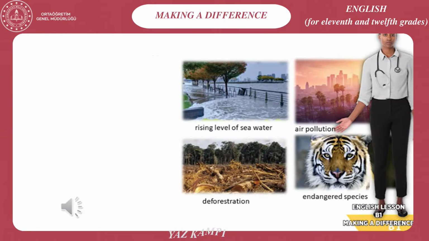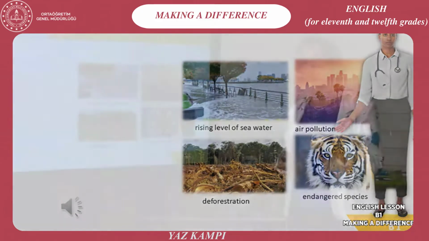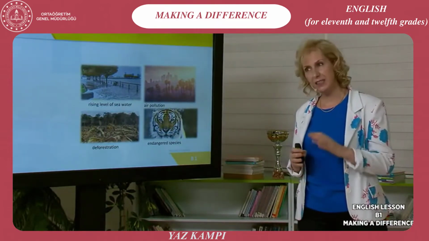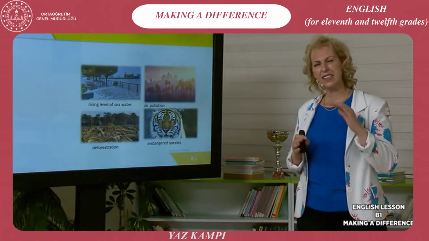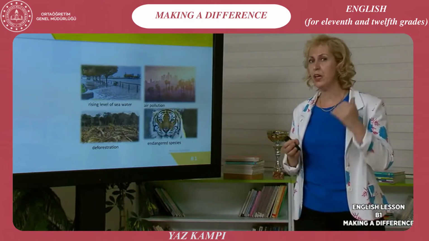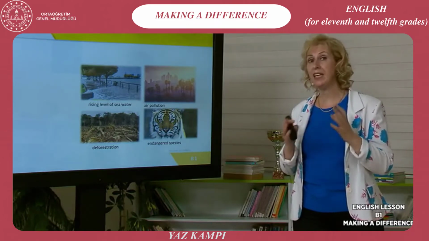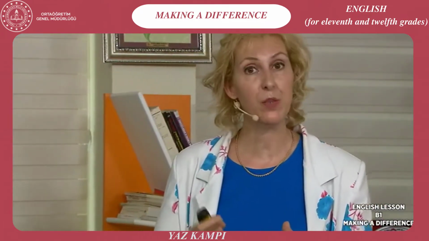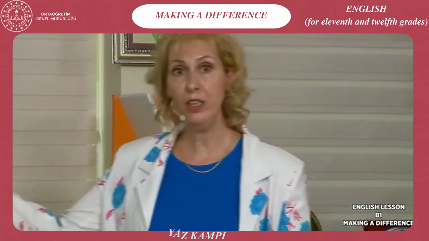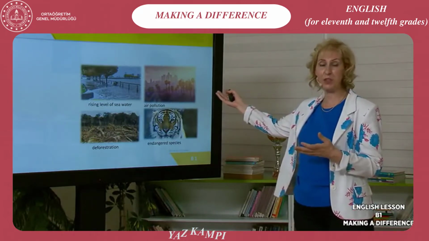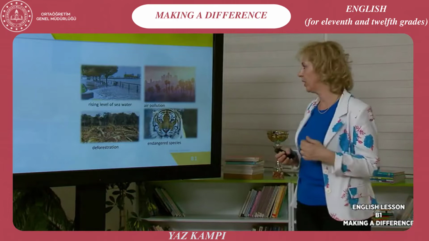Rising level of seawater. Over the last 20 years or so, seawater temperatures have been going up. As a result of this, sea levels have started to rise. So, in this case, many countries may be flooded, many islands may be flooded, even some countries like the Maldives will disappear. Air pollution, as you see here, the city seems very dirty and we breathe this dirty air.